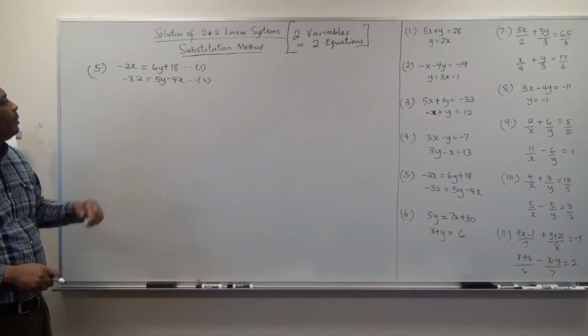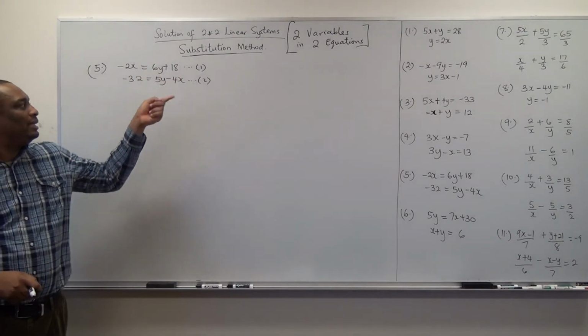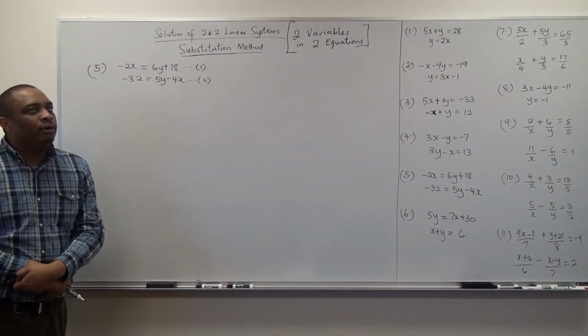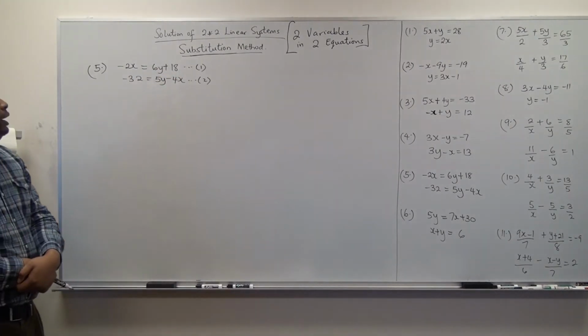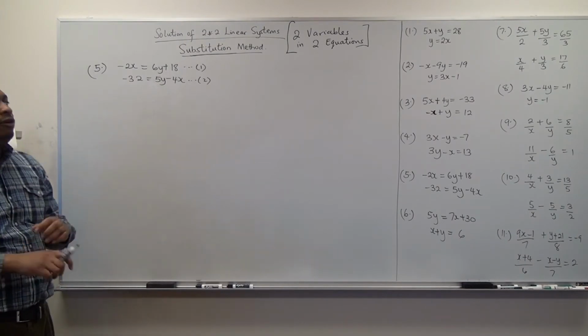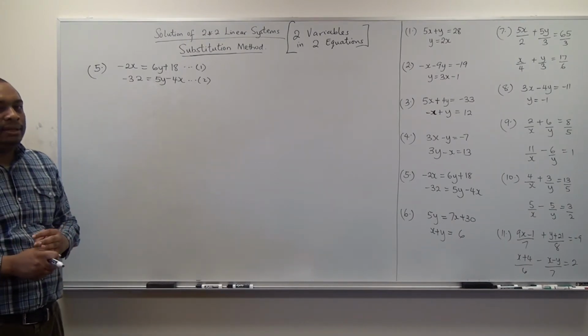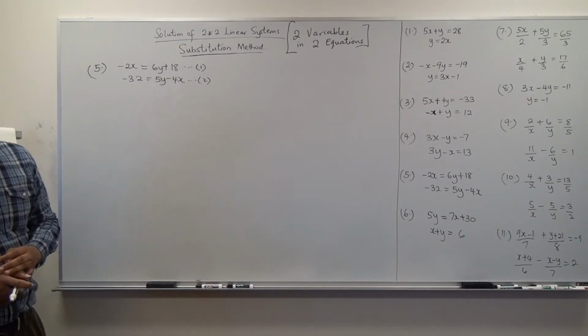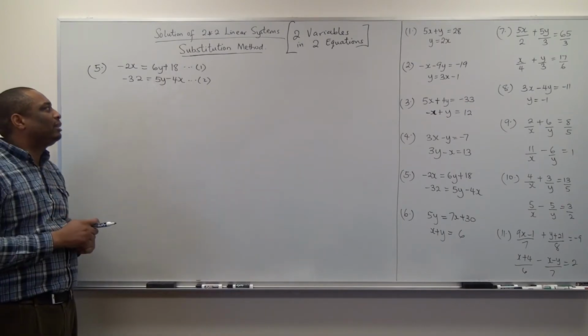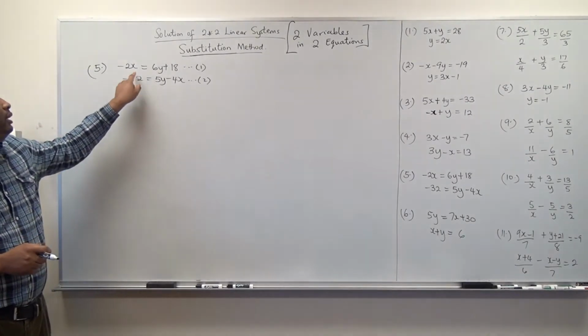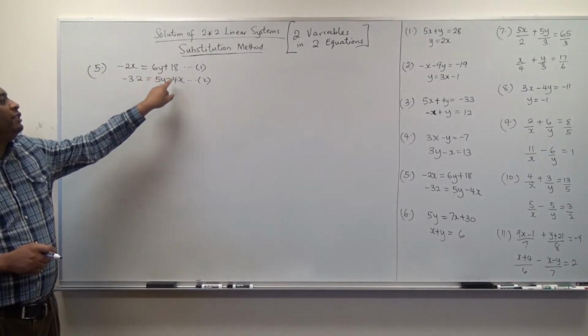Okay, viewers, we are now in question 5. Now, this is equation 1 and this is equation 2. If you look at these two equations, you find out that none of the variables is isolated in any of the equations. So then the second thing, none of the variables have a coefficient of 1.